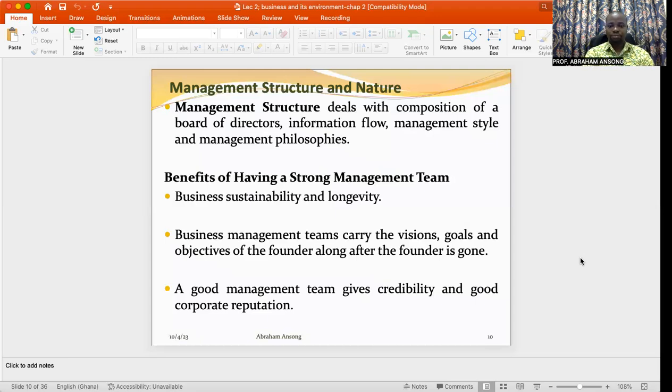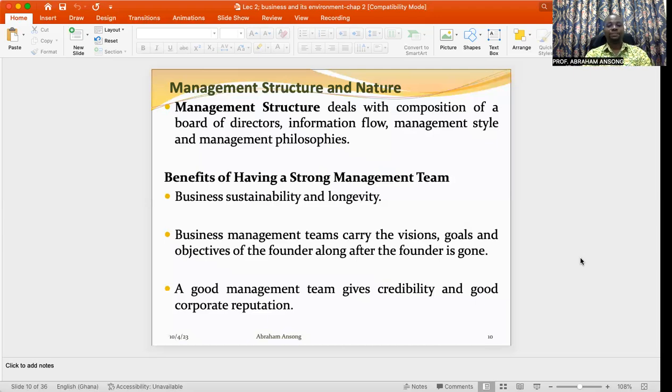So the quality of the management team that we have in an organization can greatly influence how well the organization performs. If we hold all the other things constant, you could have all the other things, but if your management team or management structure is weak and bad, that has the tendency of affecting the survival and the profitability of the business organization.